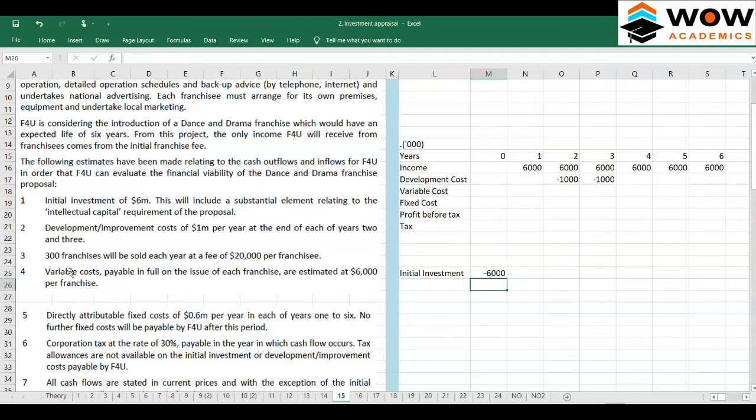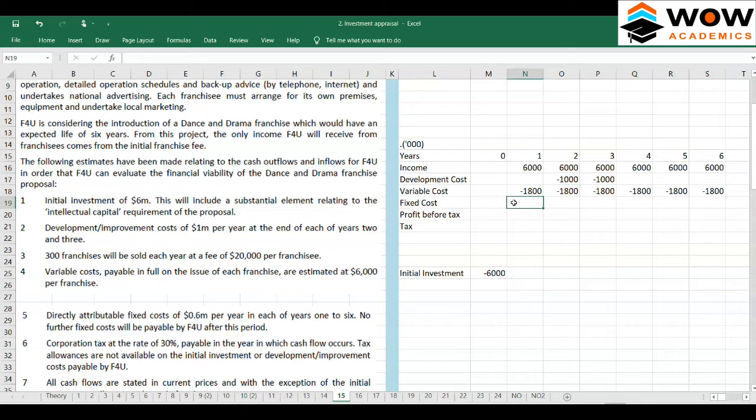So the next one is going to be variable cost. So variable cost is 6,000. So there are 300 franchisees. Each franchisee, we will incur a cost of 6,000. So this would be the cost element. So this cost is a minus number, right? It's a variable cost, it's a minus number. So it has to be represented in minus.